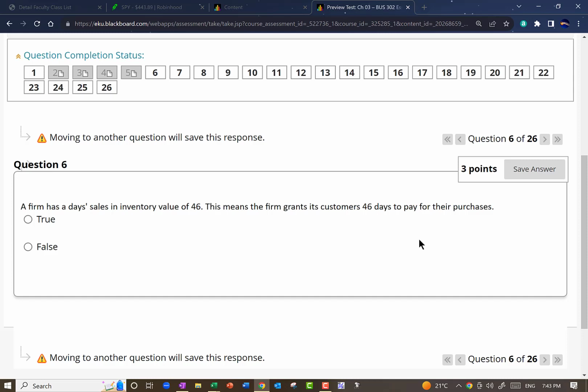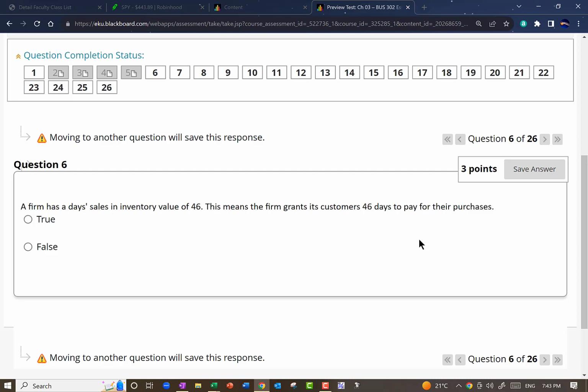Never stab at it. Why do you think it's false? Because that's what we talked about last class, right? The 4 to 6 days in inventory value. That's how long it sits on the shelf. Is that right? Yeah. So it had to be false, because the customer buys it at that point.